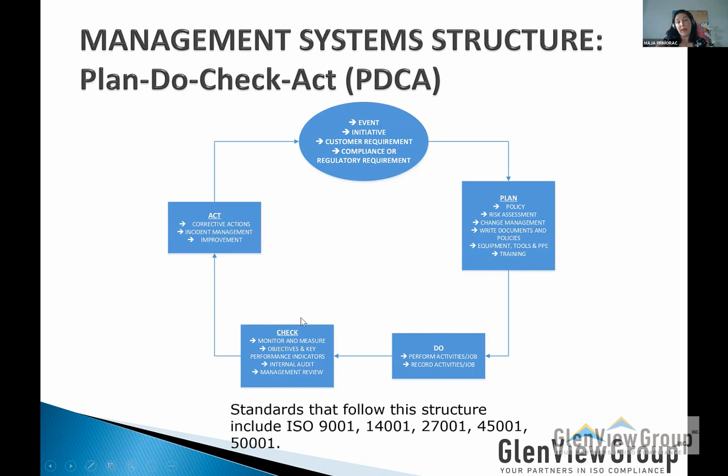Then, depending on the results of the check section, we go into the corrective actions, incident management, and improvement. This is a very important section, kind of the key, right? Because this brings it to the closed loop where, if we have any deficiencies or if we see any improvements that we can make, we do it through the corrective action, incident management, and improvement.